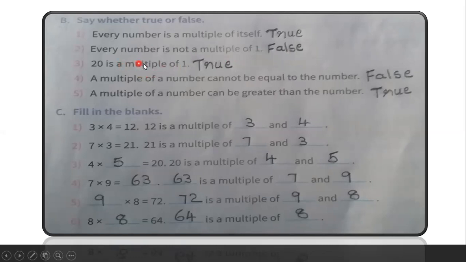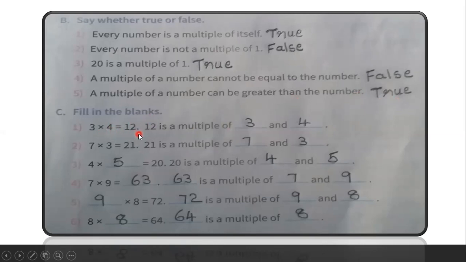Next, 20 is a multiple of 1. Yes, every number is a multiple of 1. True. A multiple of a number cannot be equal to the number. It is false, as we have just learned. It should be greater than the number, or it will be equal to the number. So it is false. A multiple of a number can be greater than the number. Yes, true.